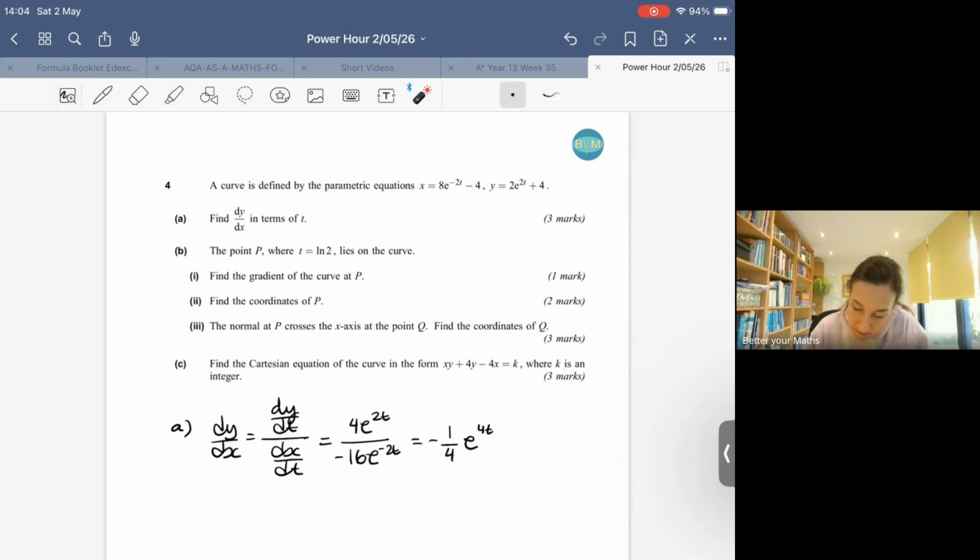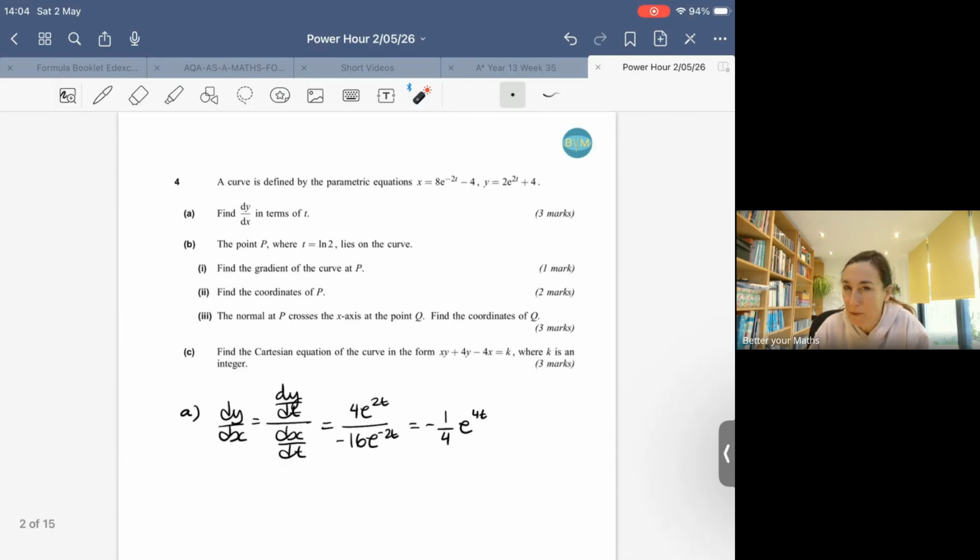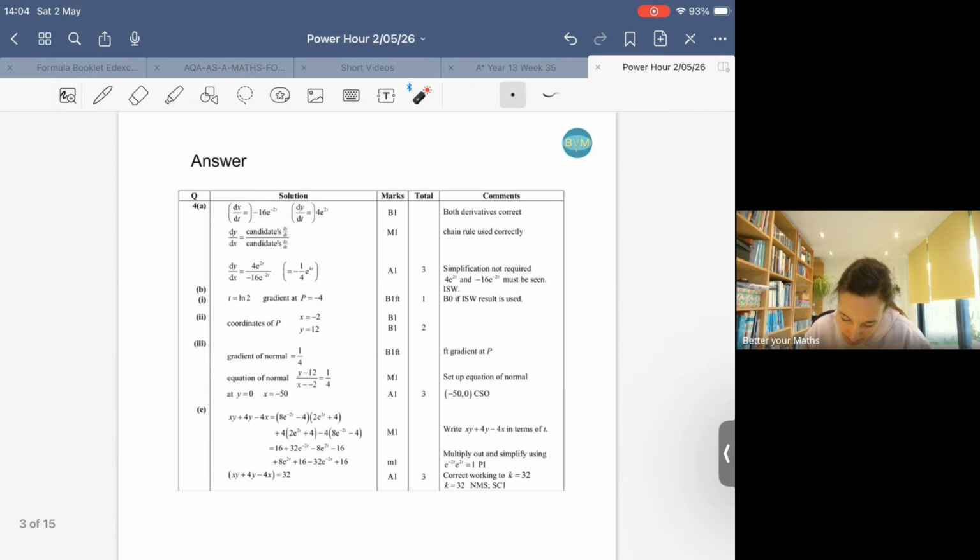Is there a mark for simplifying? Let me show you. Simplification not required. So no. So if you simplify, it's okay. If you don't simplify, it's okay as well. They don't ask you in the simplest form, or they don't ask you in any particular form. So usually when they don't specify, they shouldn't take marks away for not simplifying. Because you don't even know how much you want to simplify. Have we done correctly?